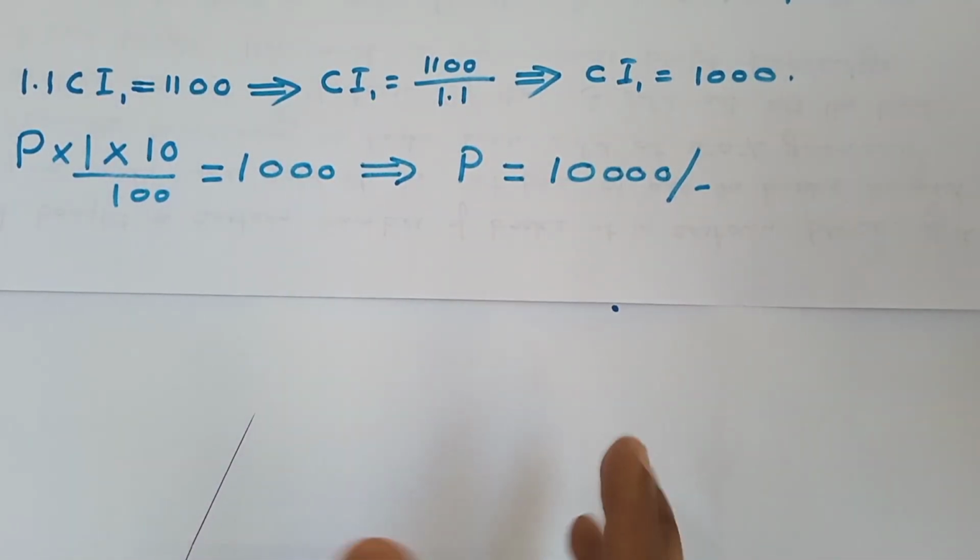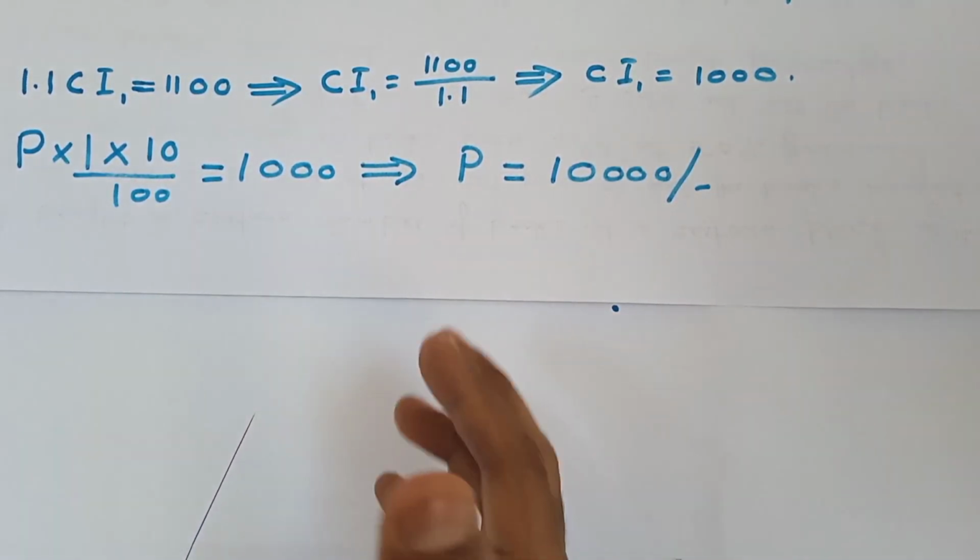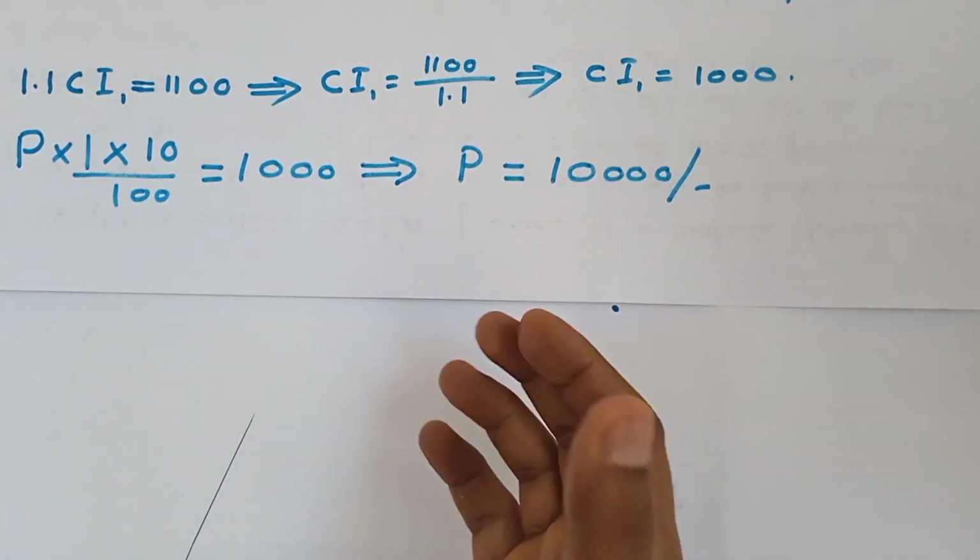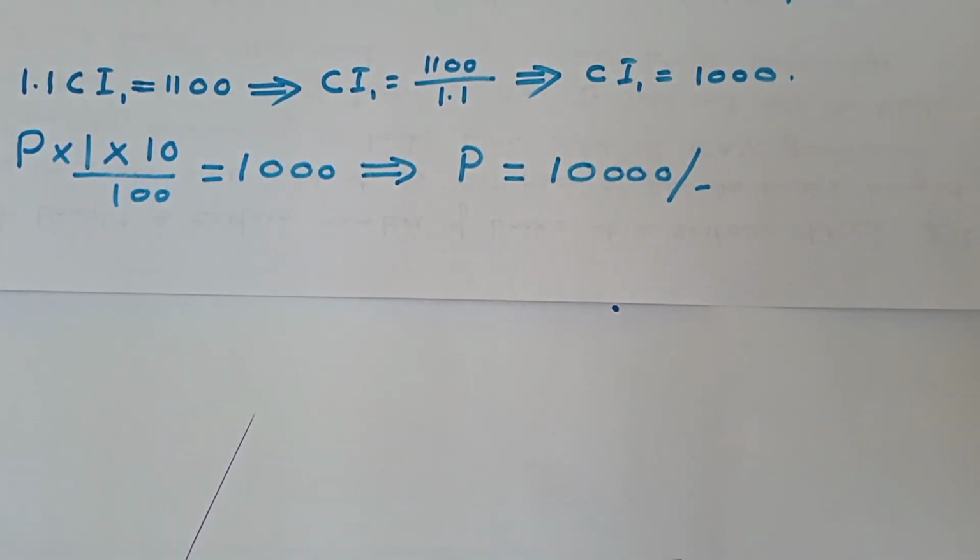So today we have worked out 3 problems from compound interest. If there is any step you are unable to follow, please raise it in the comment section. I will address it there.